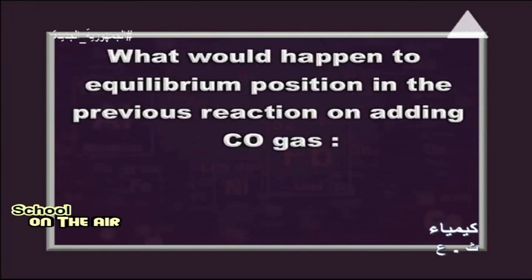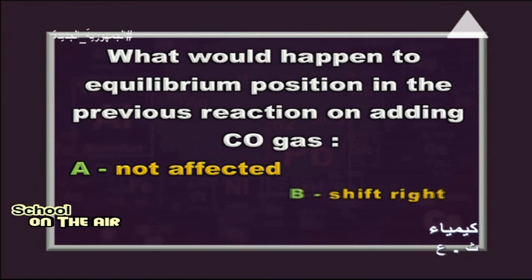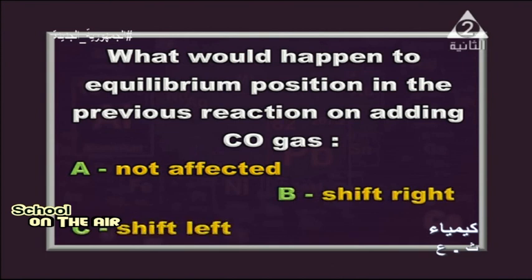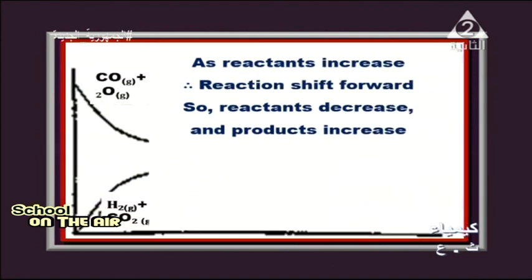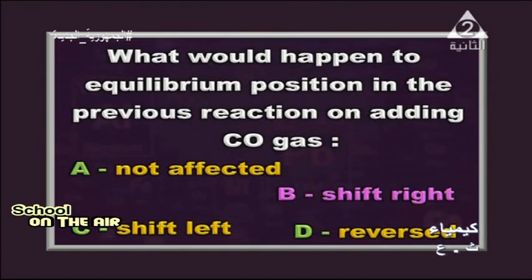Next point. What would happen to the equilibrium position in the previous reaction on adding carbon monoxide gas? Is it not affected, shift right, shift left, or reverse it? If you look at the graph, as the reactant increase, the reaction shift forward. So the reactant decrease and the product increase. What that means is that the reaction shifts right.